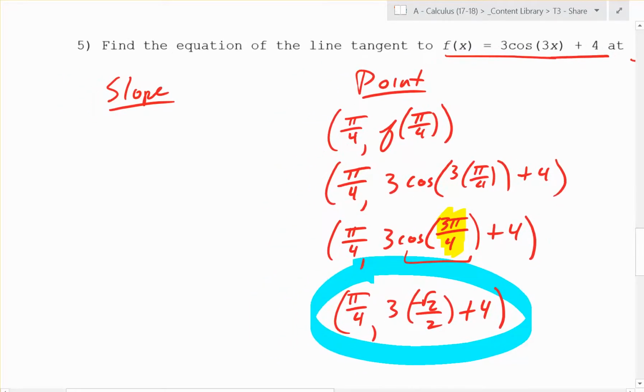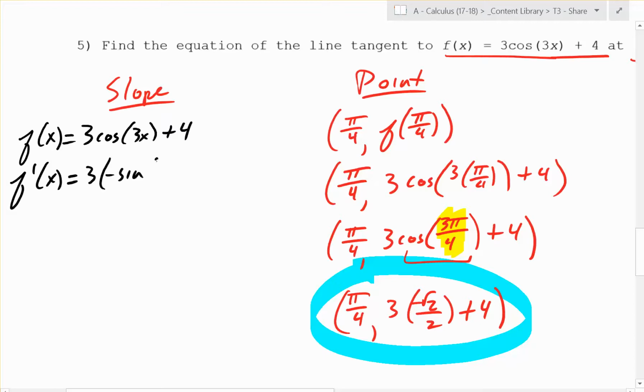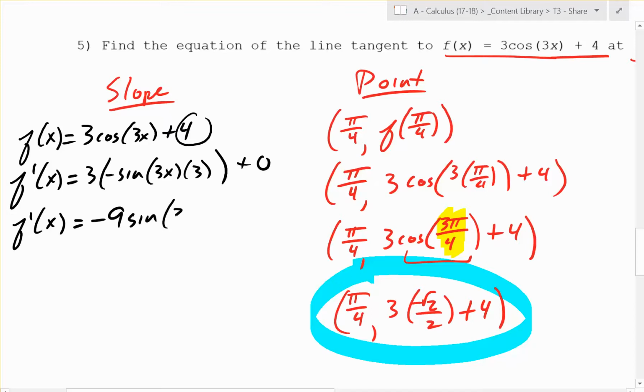So we need to find the derivative first of this function. We're talking about f of x. I'm just going to write it again: 3 cosine 3x plus 4. When we do the derivative of that, the derivative of cosine is negative sine. So it's going to be 3 times negative sine of 3x. But because of the chain rule, we need to make sure we multiply by 3 on the outside. And the derivative of 4 is just 0. So we have f prime. Let's clean it up a little bit here: negative 9 sine of 3x, like that.